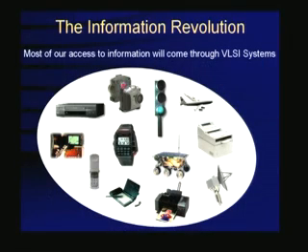Today, in the information revolution, most of our access to information will come through VLSI systems. Everything in this diagram is familiar to you. There are cell phones, copiers, cameras, simple aerospace control, automatic robots. We have even simple things like traffic light control, aircraft, almost everything.